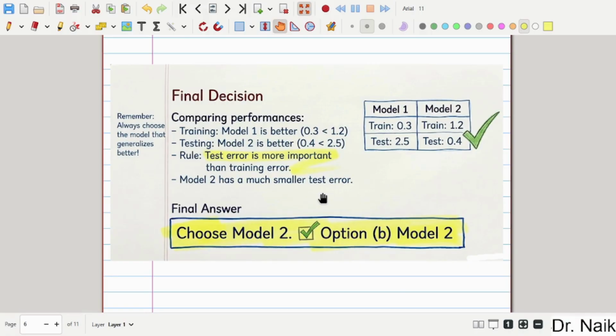That's all. I hope you now have a clear understanding of error analysis, training error, test error, MSE, overfitting and underfitting.